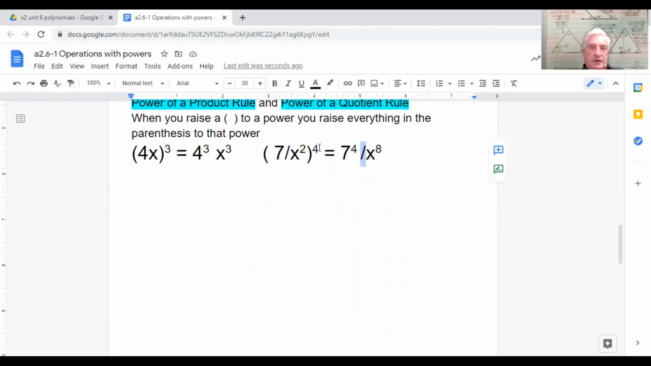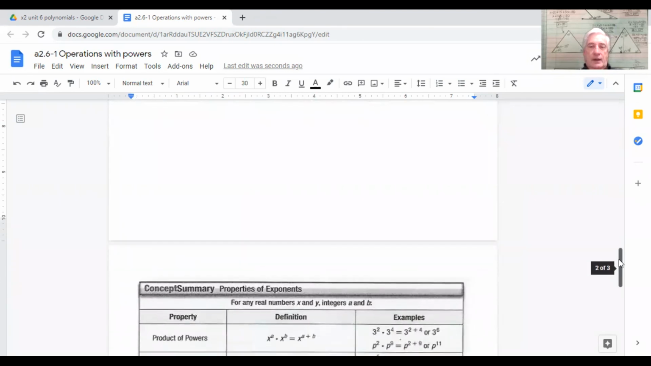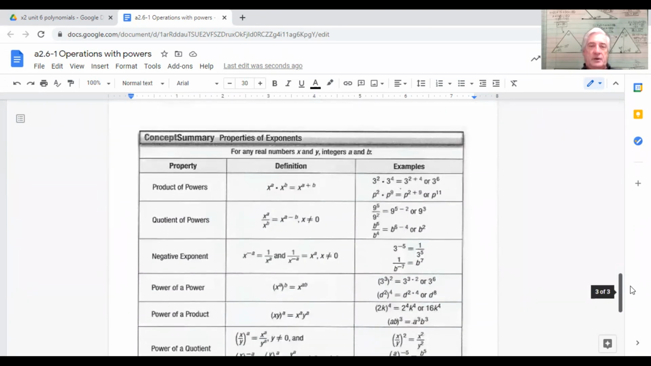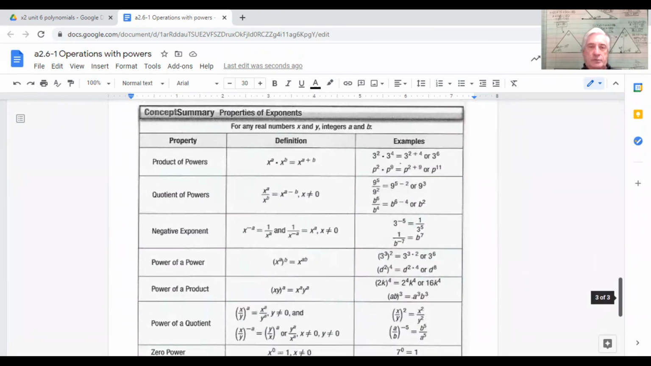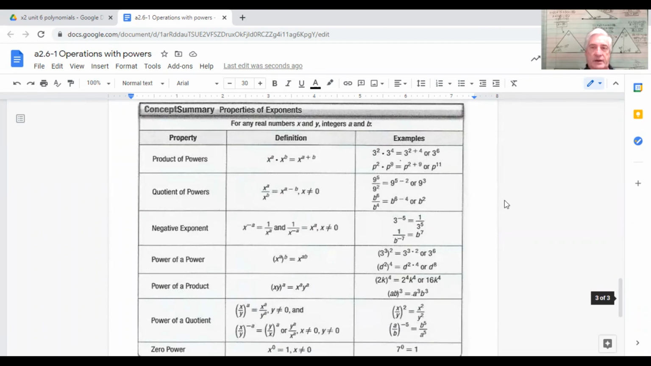So 7 to the 4th power over x to the 8th power. How do I get that one? When you take an exponent to an exponent, you multiply the 2 times the 4. You don't add them. And then down here, I have a chart out of your book that defines all the exponent powers. And we're going to work with these a couple days. And then we'll see if we can find a quiz.